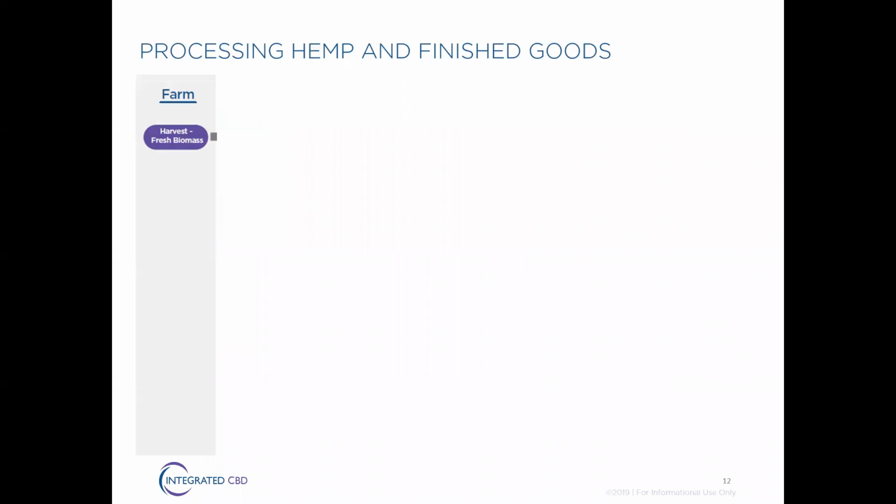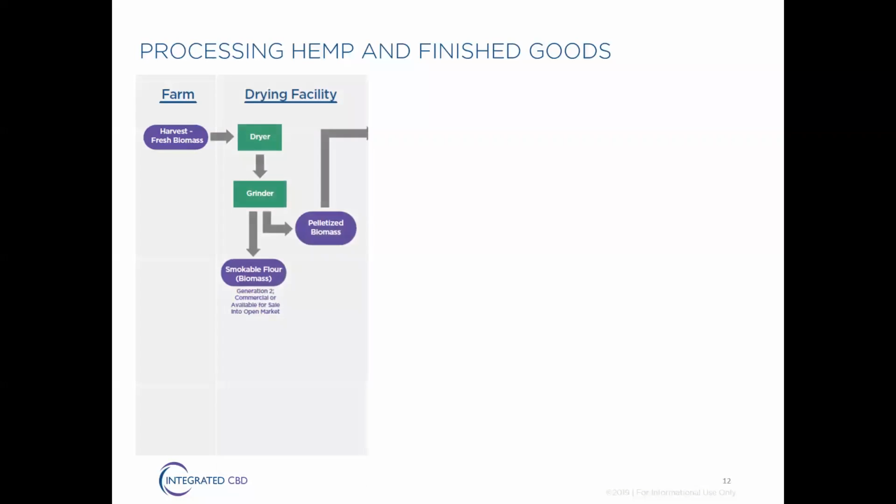Finally, I'd like to go ahead, after covering those terms, and go through the process by which we begin from the farm all the way to finished goods. First, here on our screen is the section where we talk about our farm. After our crop has been freshly harvested, we collect our fresh biomass, which is then subjected to our drying facility.